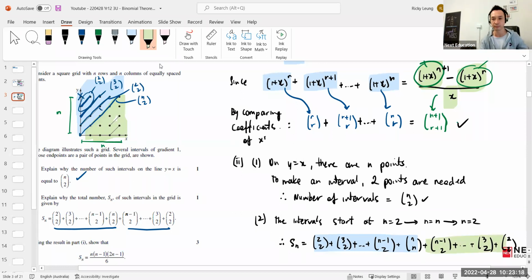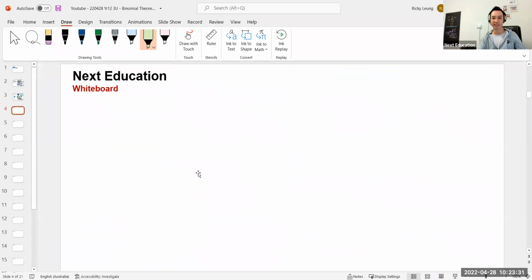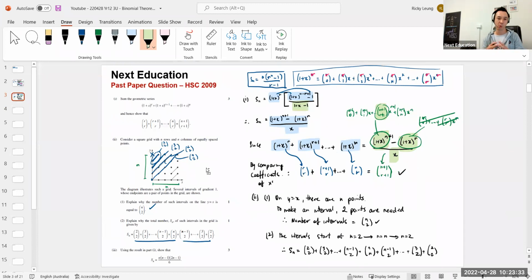Done. So let's get rid of colors. It's a bit distracting, that's all. Yeah, that's done. Now, that's question 2. A lot of people consider that to be a hard part because it's an application. You have to glean from the diagram what this is trying to say. Once you've done that, we basically put part 1 and part 2 together algebraically.